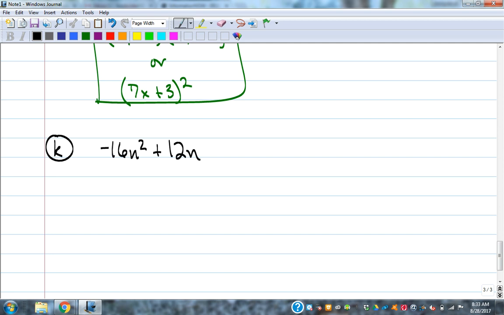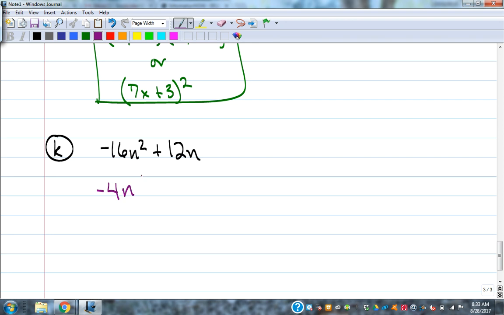Now here's the thing, it's a best practice type thing, that it makes it better when you pull that GCF, if that leading coefficient is negative, pull the negative with the GCF. That makes things work a little bit better. So I'm gonna pull the negative 4. What else do they have in common?